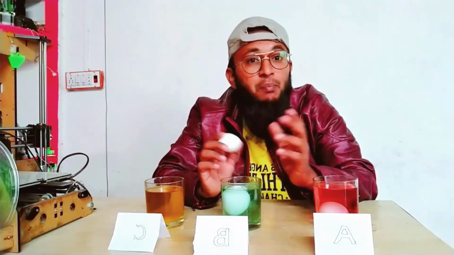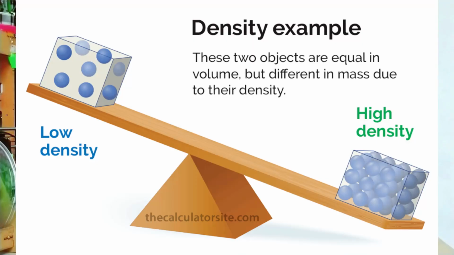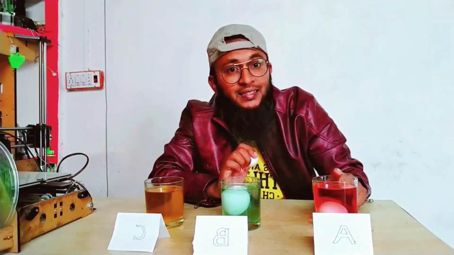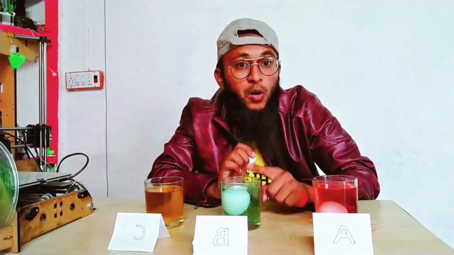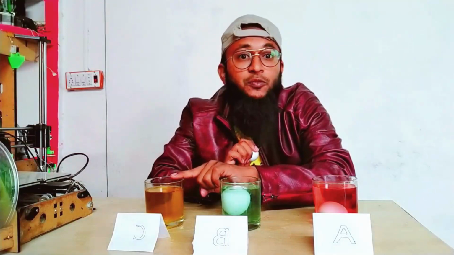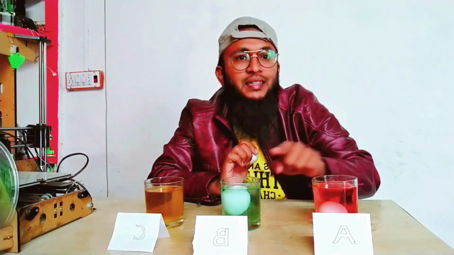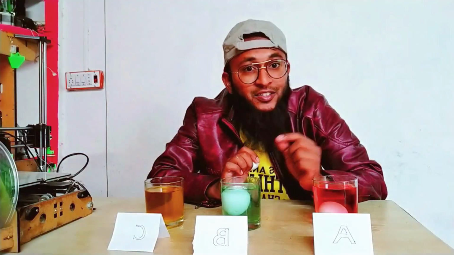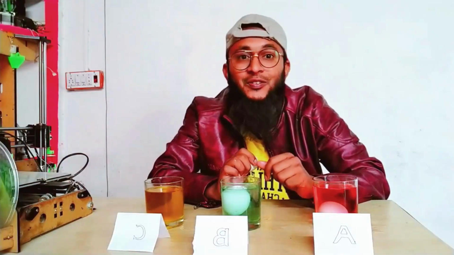Let's see what actually density is. Density is nothing but mass per unit volume. That means if you take the same volume of solution, the density of this liquid is very less, the density of this liquid is more, the density of this liquid is very high. What made the density of these water solutions change? It's the salt and the sugar added into this solution.